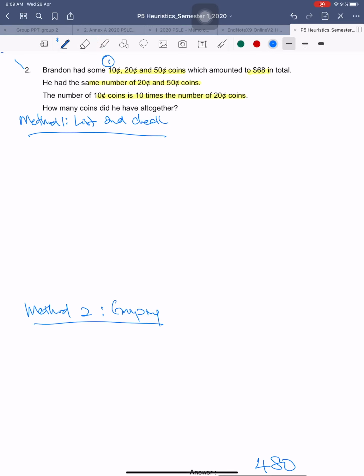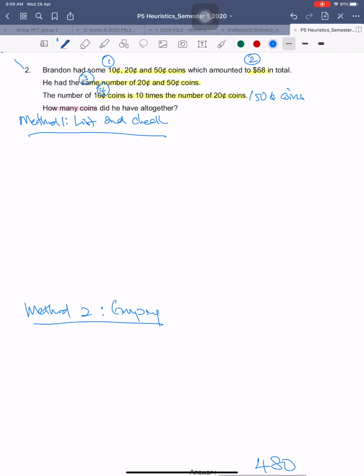So condition number 1, these are the 3 types of coins. Condition number 2, the total must be $68. Condition number 3, the number of the 20 and the 50 cent coins is the same. And condition number 4, the number of the 10 cent coins is 10 times the number of the 20 cent coins, likewise the 50 cent coins as well, because the number of 20 cent coins and 50 cent coins is the same. And the question wants you to find out how many coins in total.